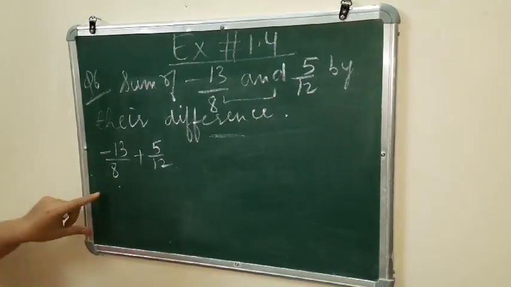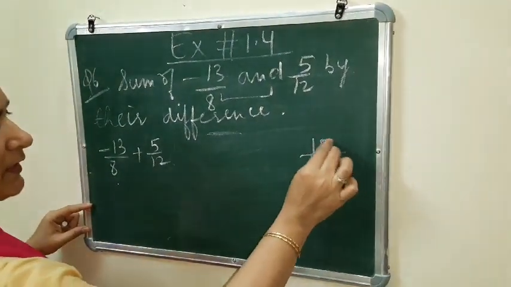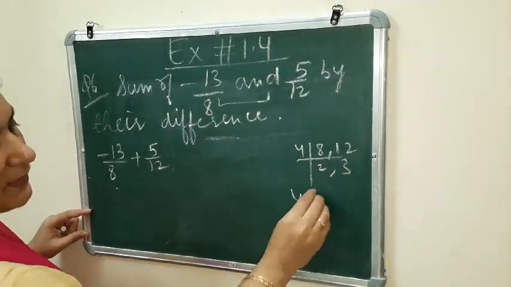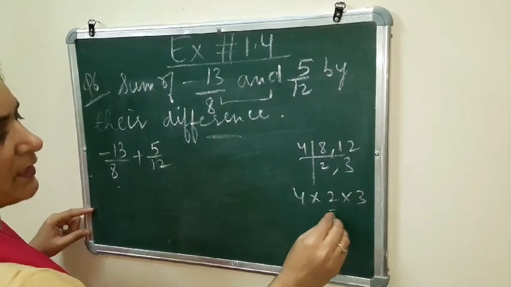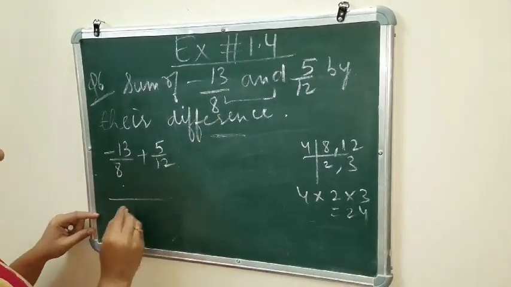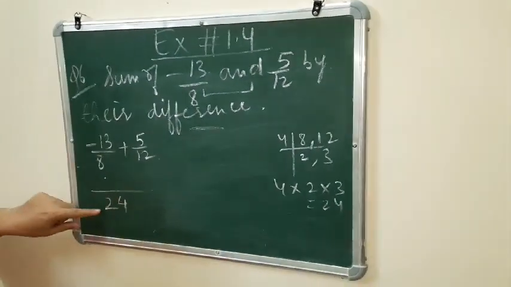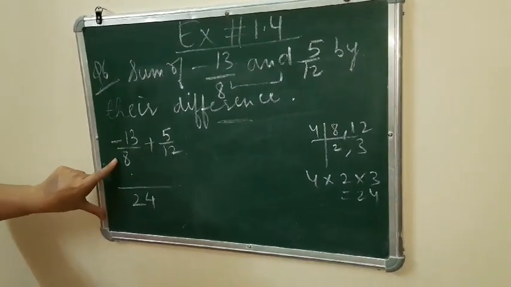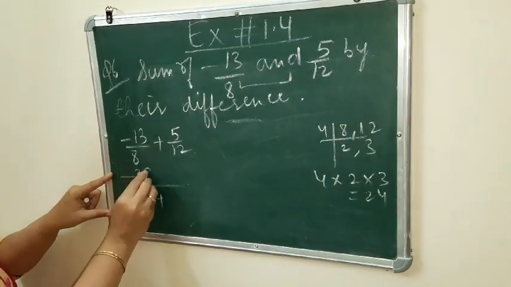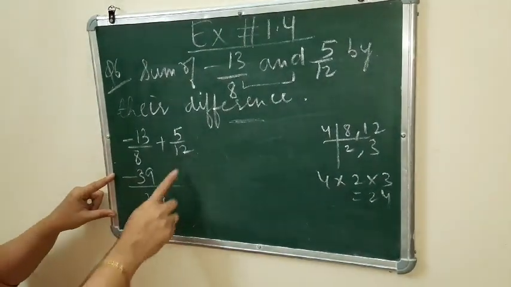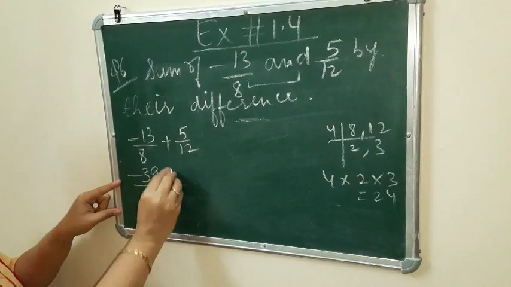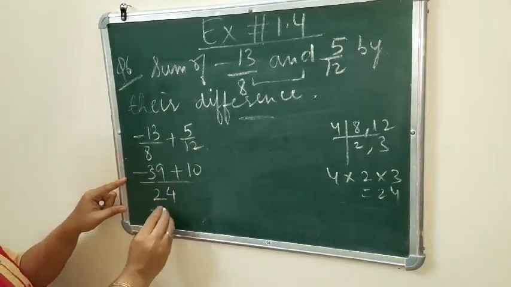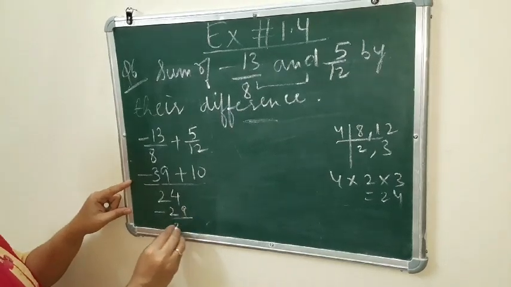Now for adding, again take the LCM. What is the LCM of 8 and 12? Now both multiply these. It is 24. So your LCM will be 24. Now divide LCM by the denominator. 24 by 8 is 3. 3 into minus 13 is minus 39. 24 divided by 12, 2. 2 5s are 10. So your answer is minus 39 plus 10, minus 29 upon 24.